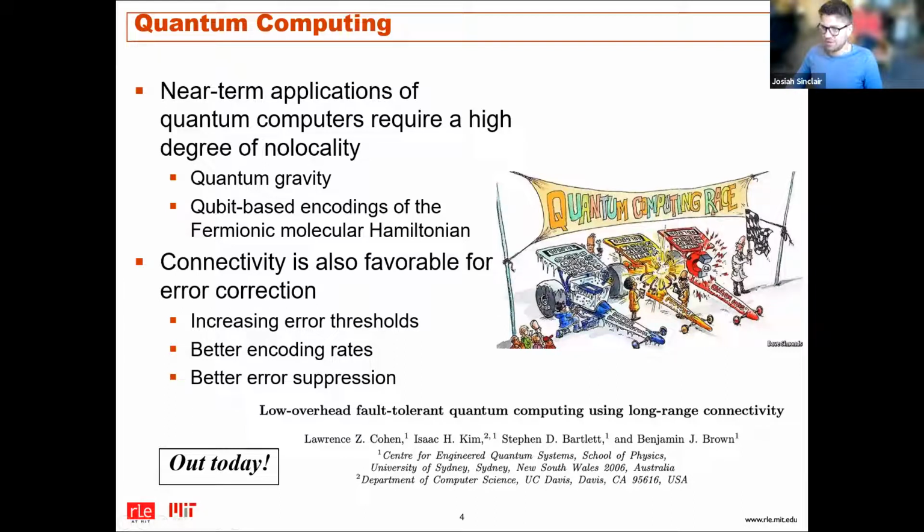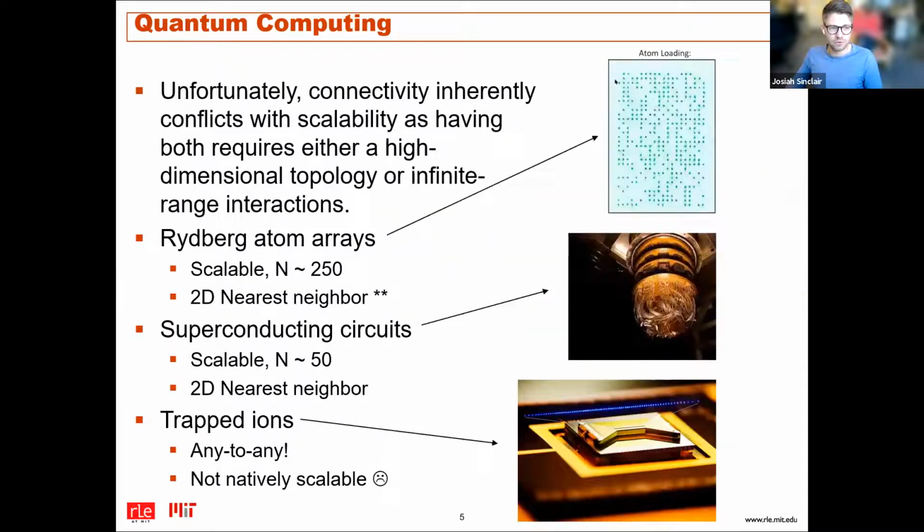Okay, so connectivity is great. That's what we all want. Unfortunately, connectivity inherently conflicts with scalability in most of the existing architectures, simply because having both requires either a very high dimensional topology or infinite range interactions.